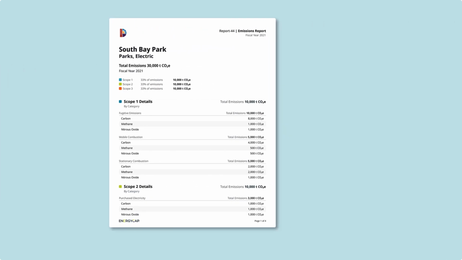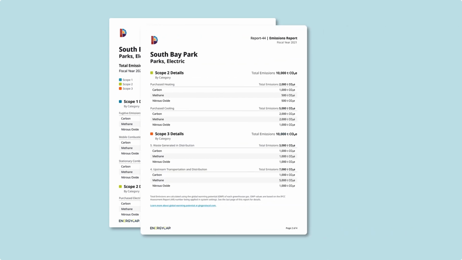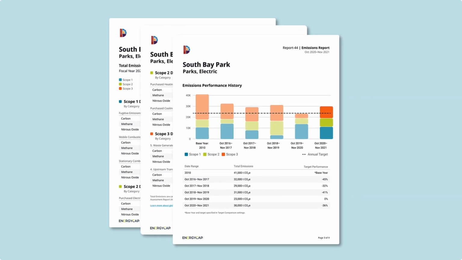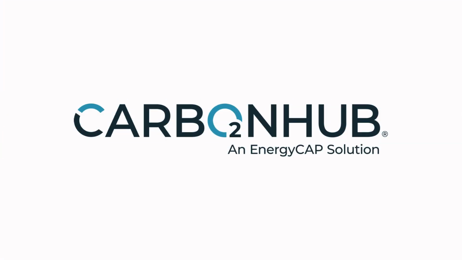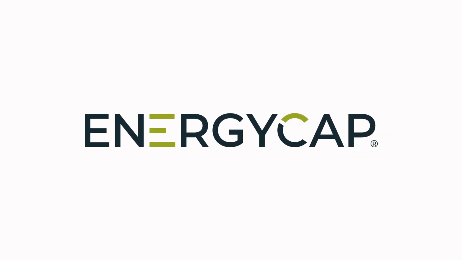You can report and share data with stakeholders using CarbonHub's dashboards and reports. Filters let you select data by scope, category, and location. With the launch of CarbonHub, EnergyCAP is now the most comprehensive energy and sustainability ERP solution on the market.